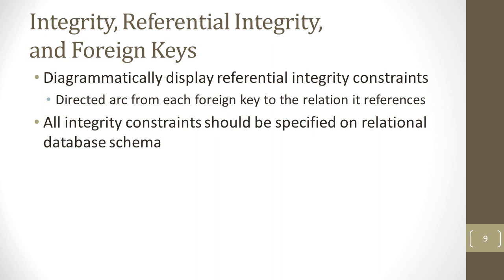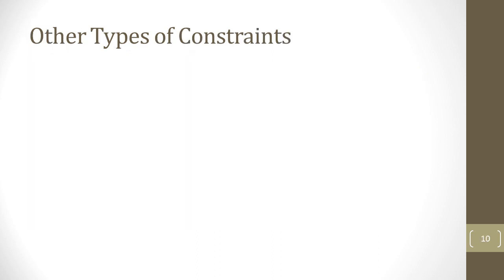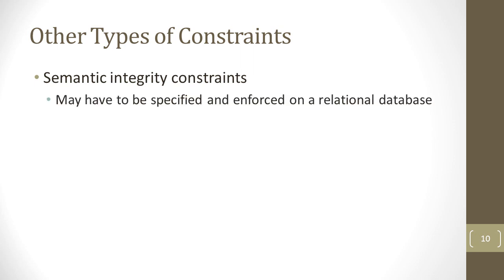And this process will appear as we start going into mapping of how. So there's also several other types of constraints we can look at. So the semantic integrity constraints. So we may have to specify and enforce these on a relational database.